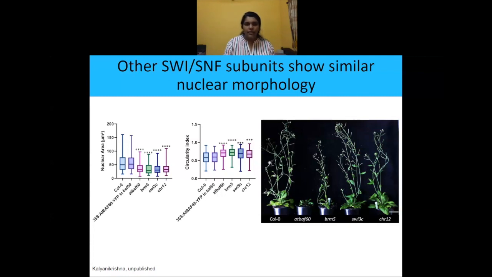We tested other subunits of the complex, for example, Brahma 5 allele, SWI3C, CHR12. And as you can see, SWI3C and CHR12 don't have a phenotype that could be observable by eye, but still, all of these SWI/SNF subunits show similar nuclear morphology as ATBOB60 and CRWN1.